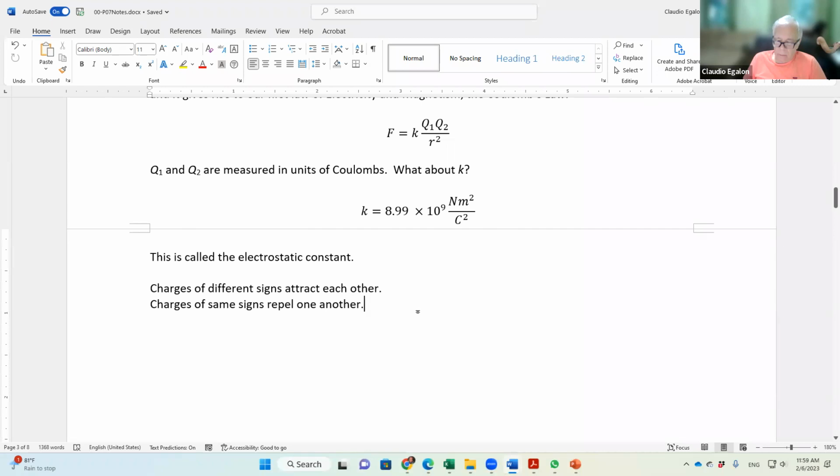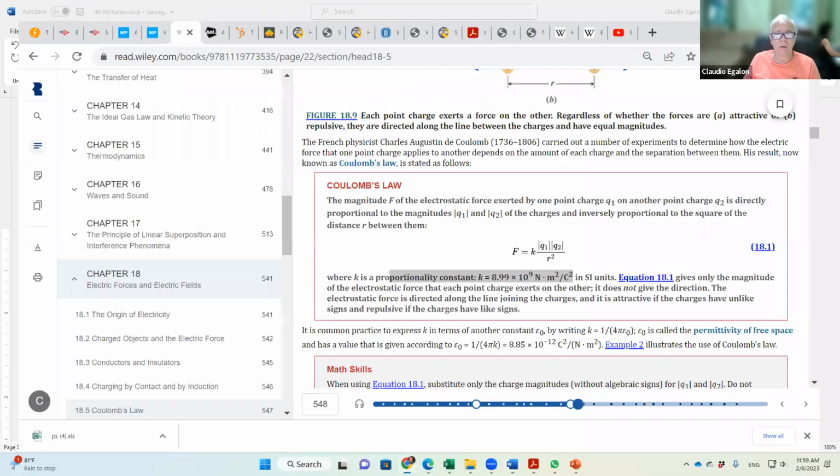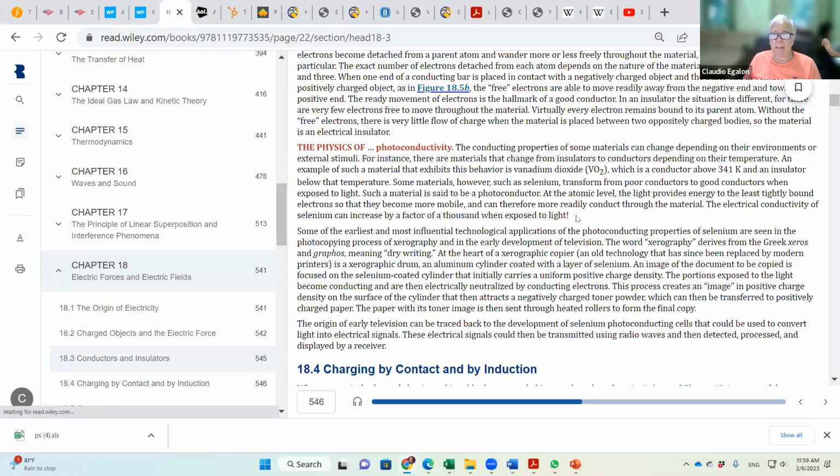Just for your information, just for you to have an idea, the charge of the electron is given by, you don't have to memorize it, but you have to know more or less the order of magnitude. It is in your book. It is in any book that you are going to find out there. People have been able to measure that in the laboratory.